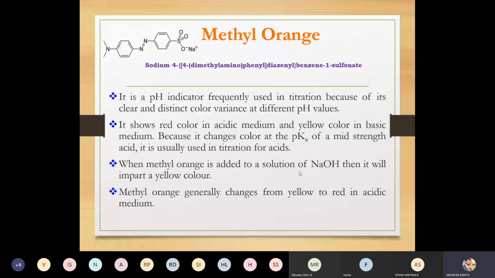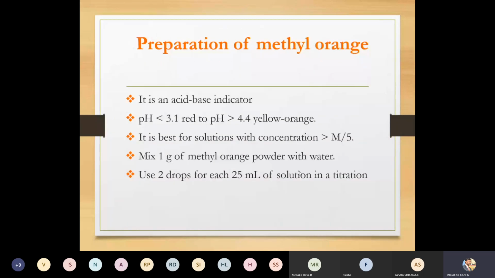pK of a mid-strength acid. It is usually used in titration for acids. When methyl orange is added to a solution of sodium hydroxide, it will impart a yellow color. Methyl orange generally changes from yellow to red in acidic medium.